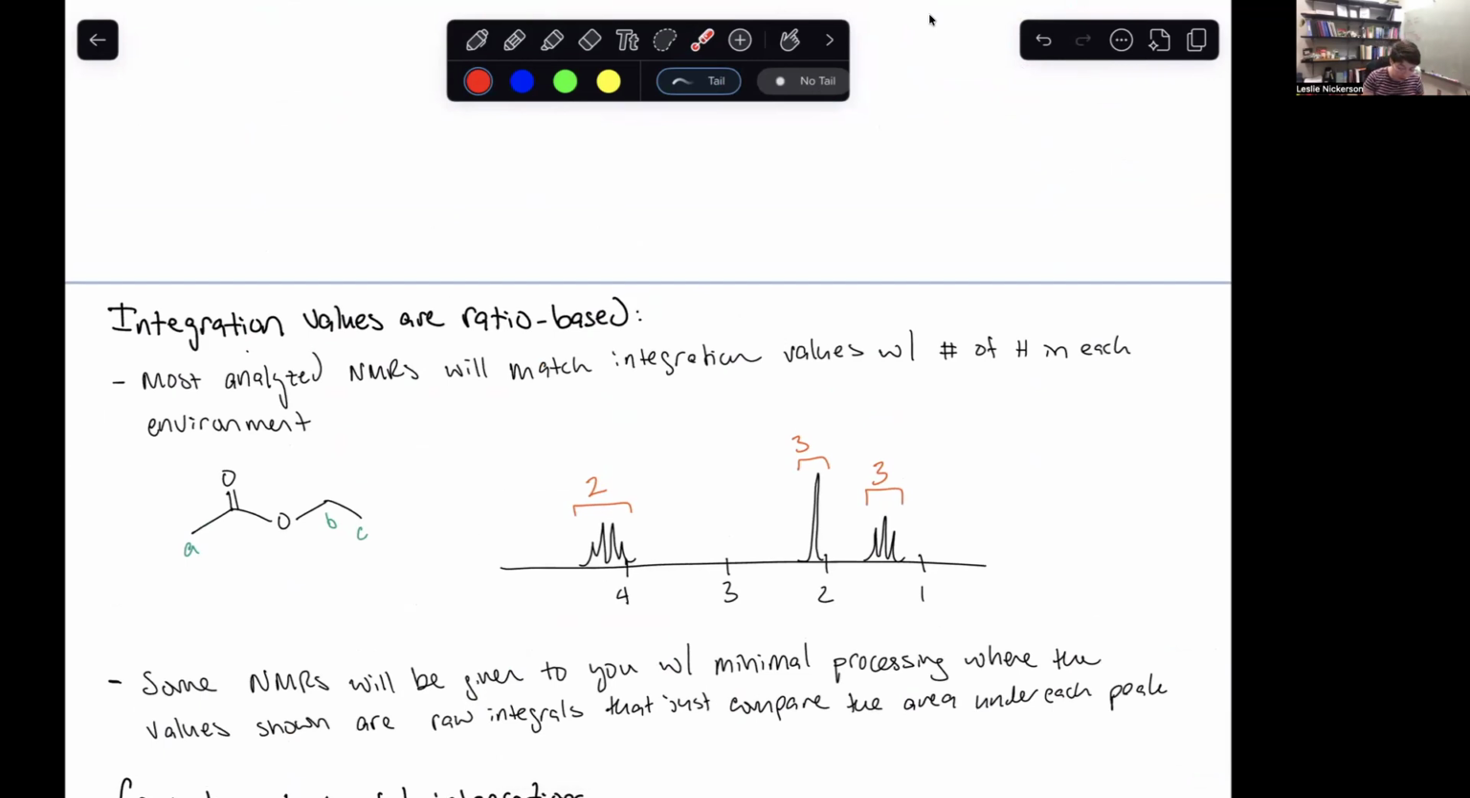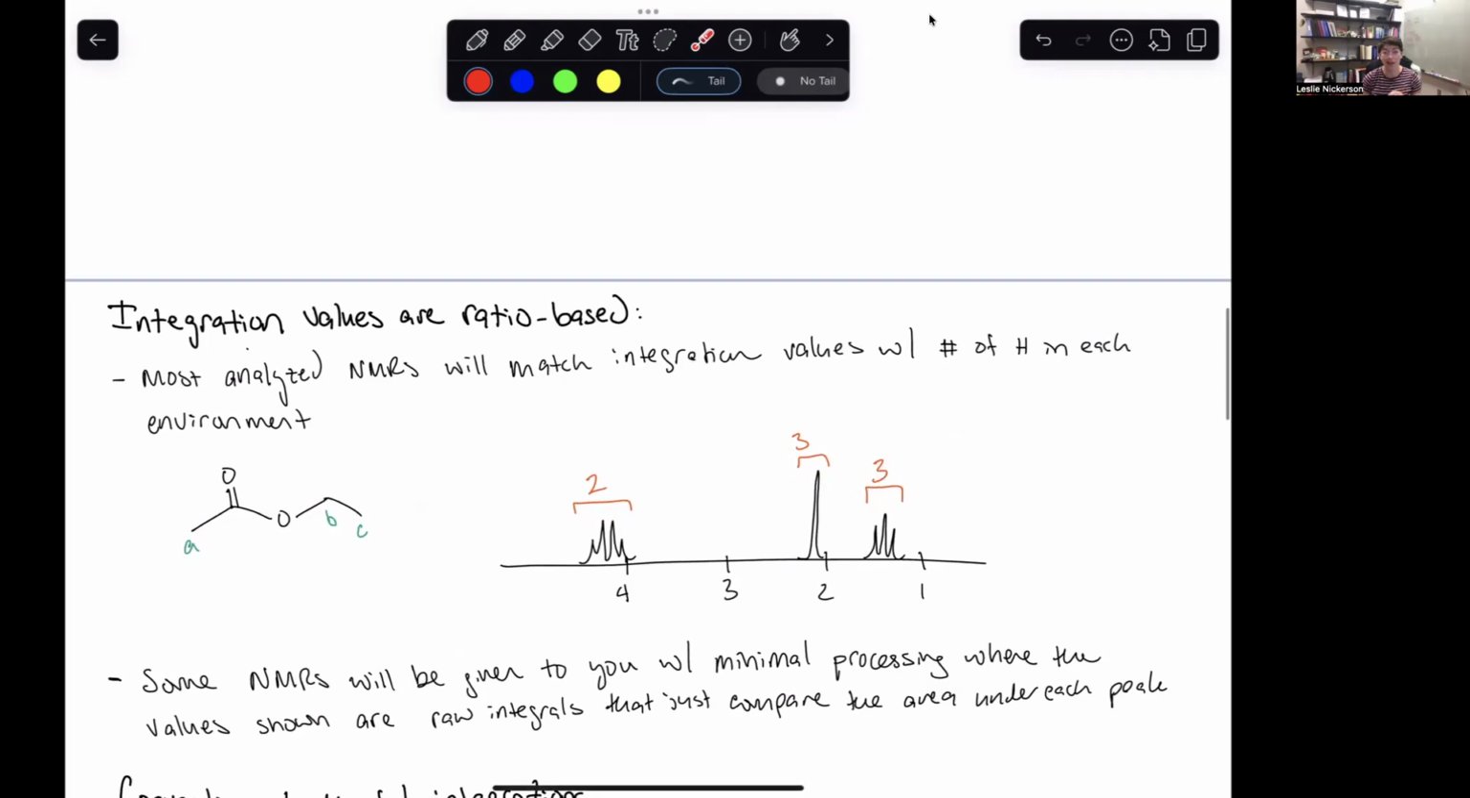So for example, if I'm looking at ethyl acetate here, I've got A, B, and C proton environments, and A has 3 H's in it, B has 2 H's, and C has 3 H's. So if I'm looking at that, I'm typically going to be seeing the 2, the 3, the 3. That's most of what you're going to see.